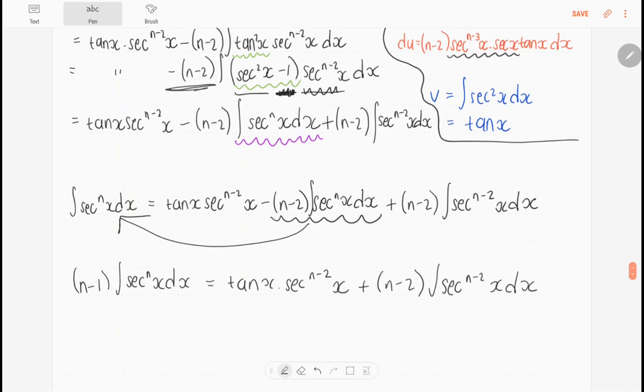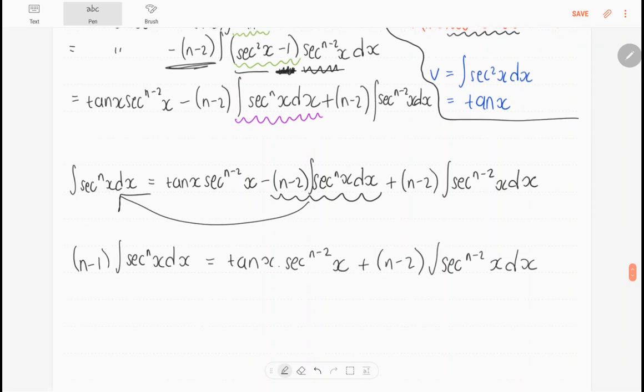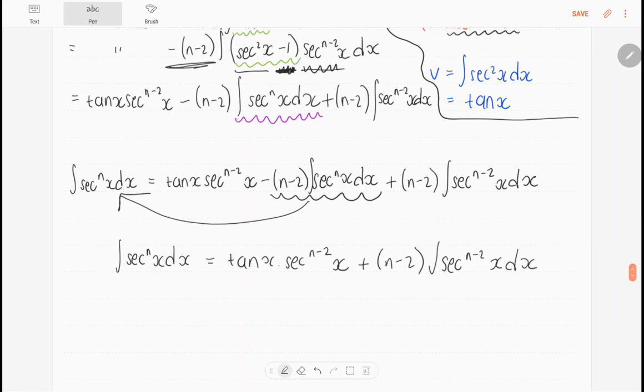And this is almost our final step. All we have to do now is we have to divide by n minus 1 on the right hand side, and then we have proven exactly what we wanted to prove. So we are going to divide that term by n minus 1 and also this term by n minus 1, and then we are done.